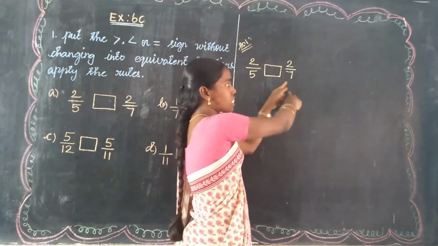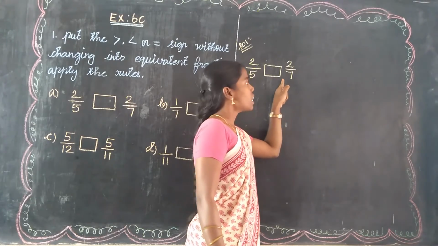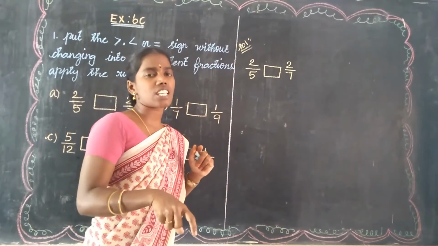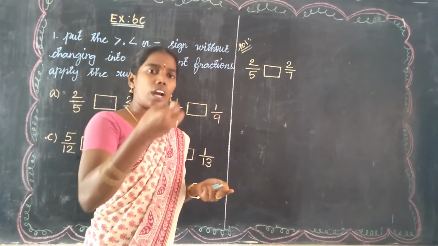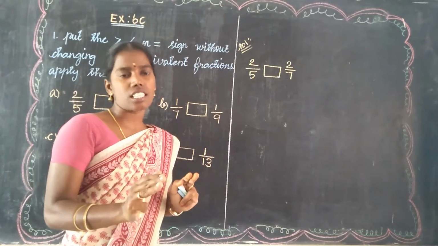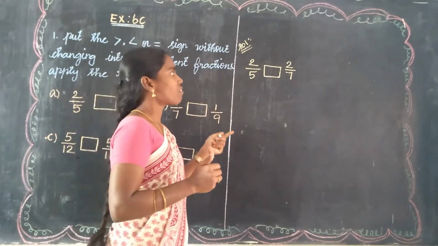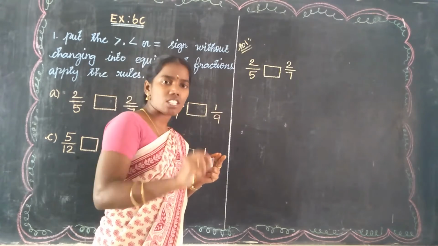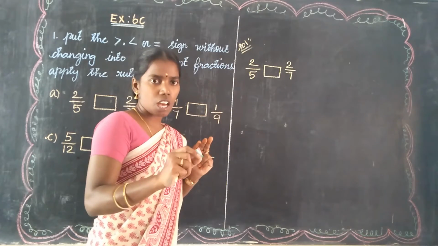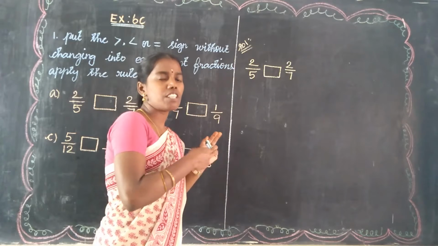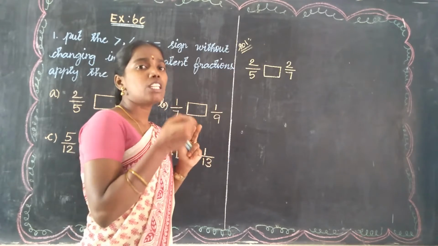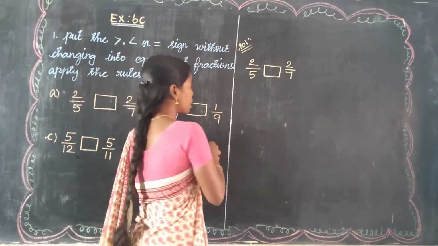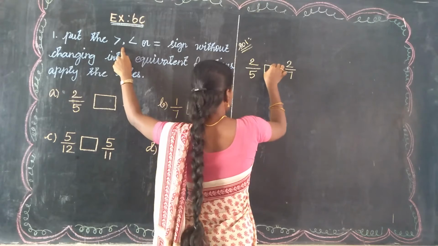7 is not a single number; this is a fraction, 2 by 7. When the denominator is the highest value in a fraction, the value of the fraction reduces. So between 2 by 5 and 2 by 7, which is greater? 2 by 7 is the smallest value and 2 by 5 is the highest value. So the symbol is greater than.